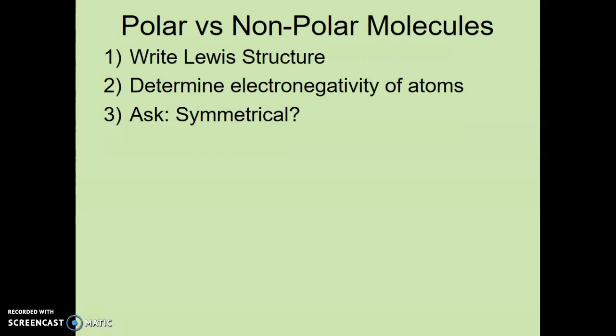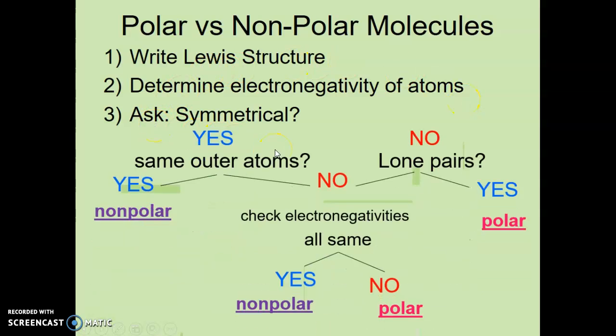Okay, so in order to figure this out, you first need to draw a proper Lewis structure. Again, see my other video for that. You have to determine the electronegativity of the atoms, which is the subtraction of the values using the periodic table I gave you, and then ask, is it symmetrical? Now take a look at this diagram. Yes, I know it can be overwhelming.